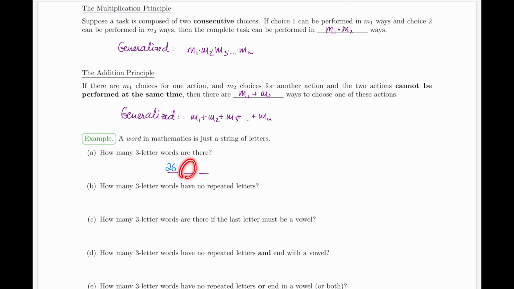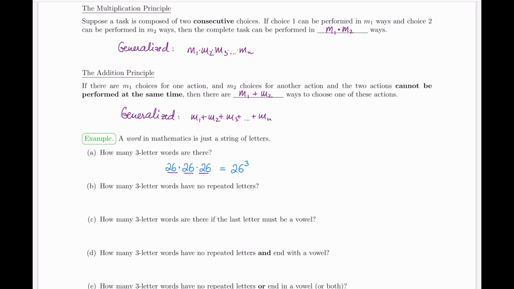For the second choice here, for the second letter, how many choices do I have available? Well, I'm still picking out of the entire alphabet, so I still have 26 choices here. And the same for the third letter. I have 26 choices here as well. The tasks are consecutive. I have to pick letter 1 and letter 2 and letter 3, which means that altogether I'm going to multiply them, resulting in 26 cubed in this case, for the total number of 3-letter words. You can plug this into your calculator and see how big the number actually is.